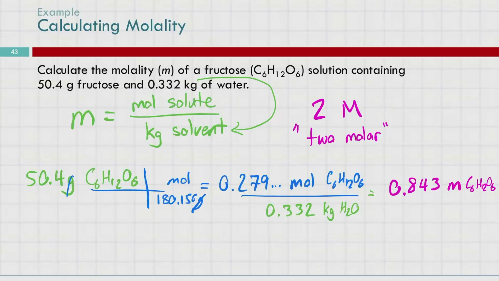We dropped the itty. The same principle applies to lowercase m. So 0.843 molality, but drop the itty, 0.843 mole fructose. And I don't like it because mole just feels really bad to say. That's it. That's the only reason. I just don't like the way that it comes out of the mouth.